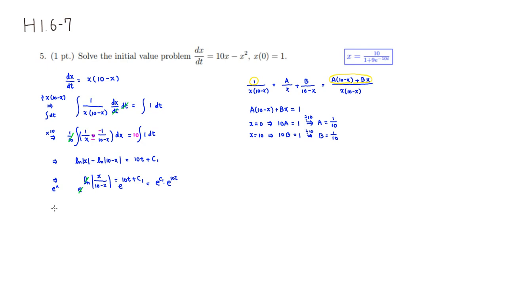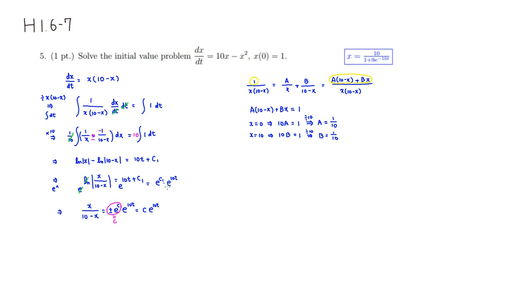Then I'm going to strip off the absolute value sign, so we have x over 10 minus x equal to plus or minus, since we stripped off the absolute value sign, e to the c1 times e to the 10t. So there's no point in using a complicated constant, so plus or minus e to the c1 is going to be a constant, so I'll just call it c. This is equal to c times e to the 10t.